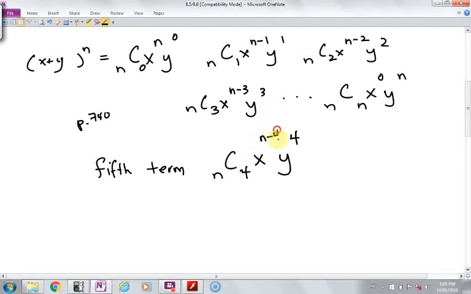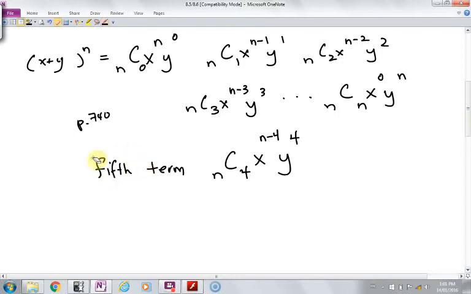n minus 4, right? Just like all of these terms, y is to the same power as the r value, and x is n minus that r value. Okay, x is n minus the r value, and y is to the power of the r value. Okay? Now, your textbook does it one way and your formula sheet does it another way, so I'm going to do the same as the formula sheet. I think it's a little bit better.